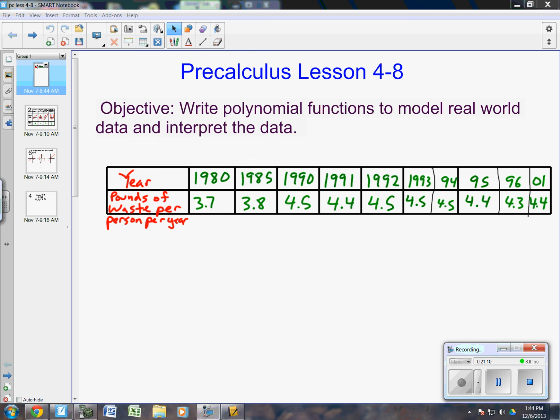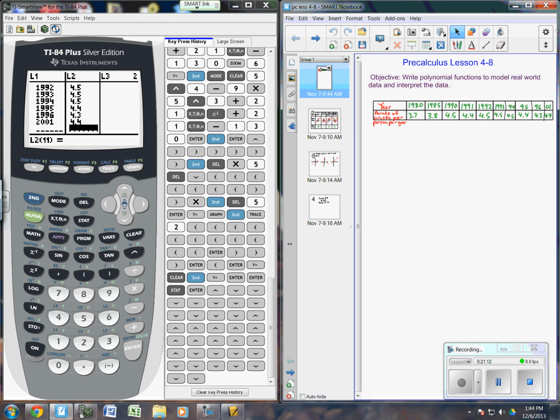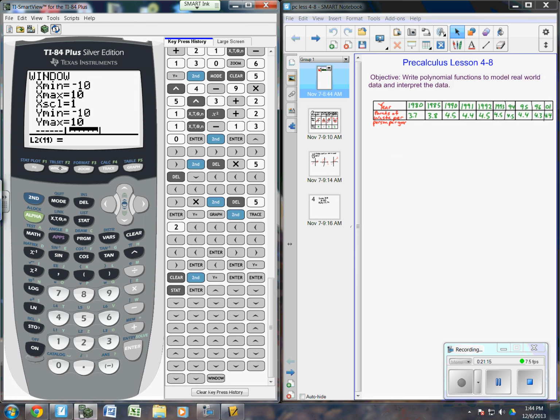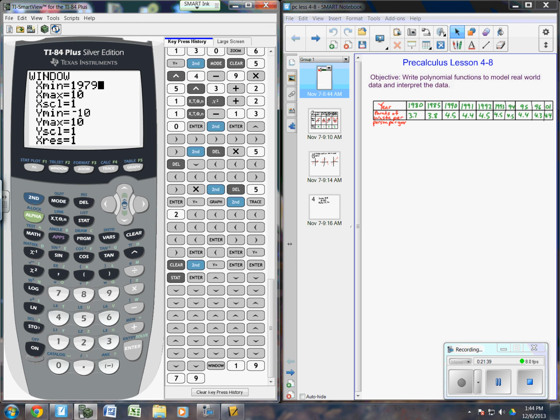Okay, so we want to set a window first. So we're going to hit our window button before we hit our plot. Now, our x-axis represents which numbers? The years, right? So what was our lowest year? 1980. So what do you want to set this at? 1979. Good. Okay. What do you think we should put the x max at? Okay, 2005. That's a little bit beyond 2001. We might have to. So let's go 2005.